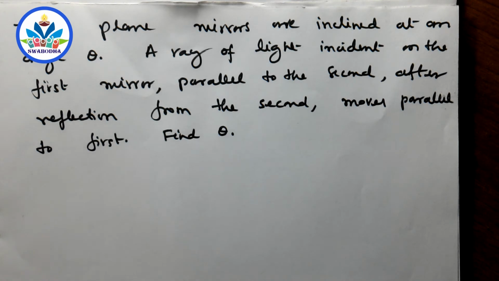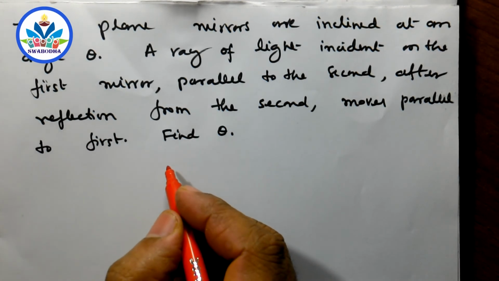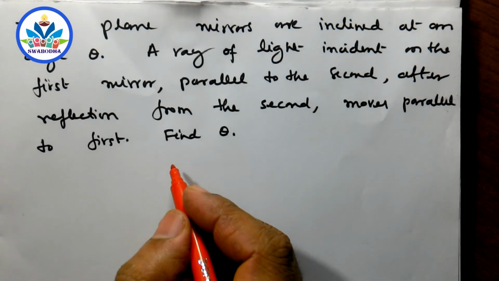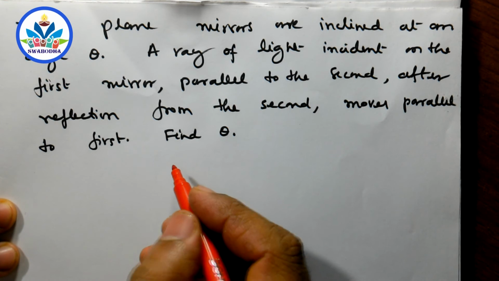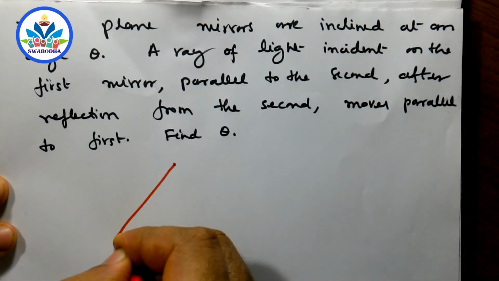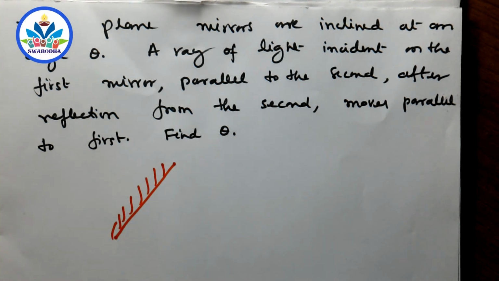This is related to plane mirrors. Now, two plane mirrors are inclined at an angle theta. Okay, let us assume that it is an acute angle. Let us not make it obtuse and complicated. If it is not acute, we will see the obtuse case. So, now consider two plane mirrors kept at an angle theta. Okay, one plane mirror like this and another plane mirror like this.